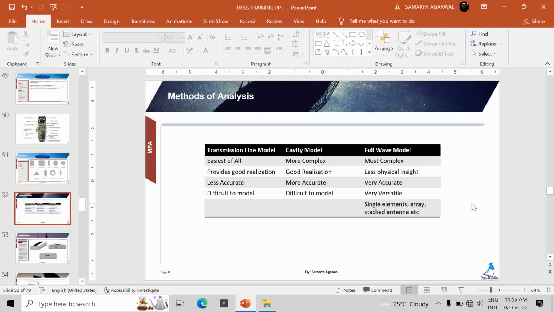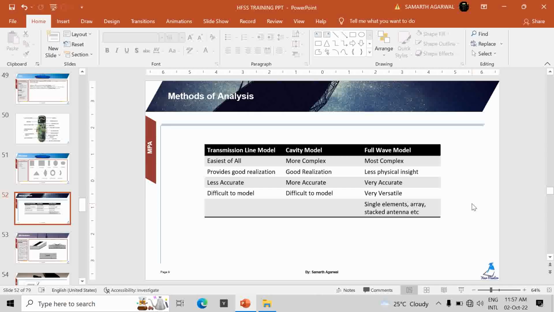But in the case of the transmission line or cavity model, it is difficult to model and to analyze. Similarly, the full wave model can be applicable to all, but the transmission line model and cavity model have some limitations in terms of where they can be applied. So you can study more on that. I have not included all of it, just to give a brief insight, I have included these models.